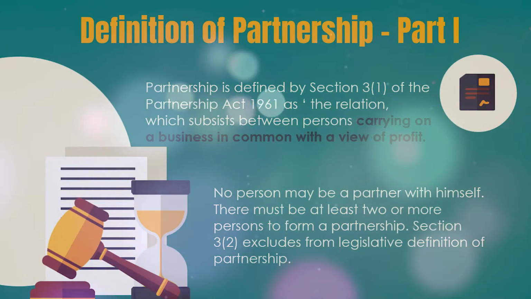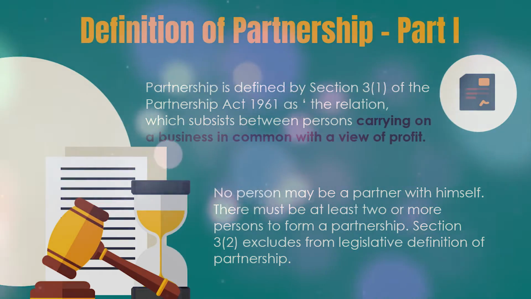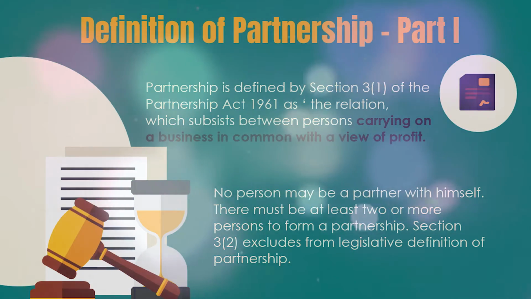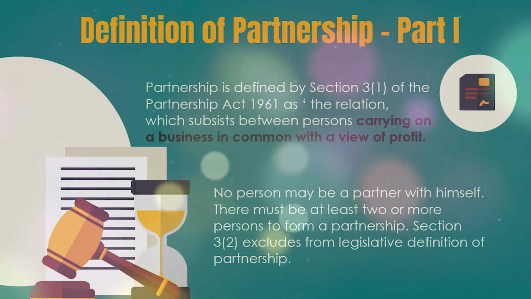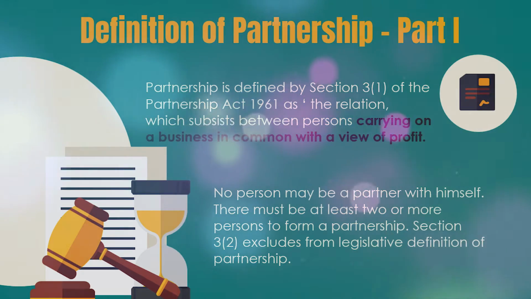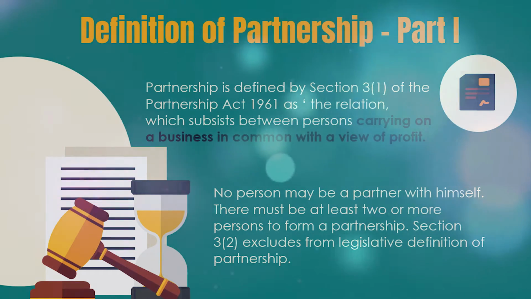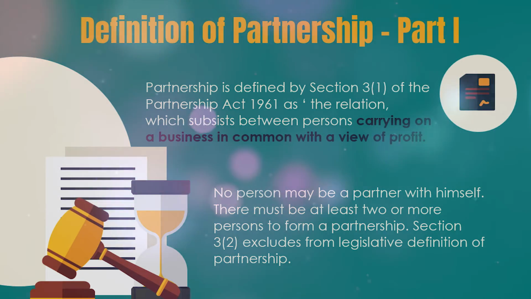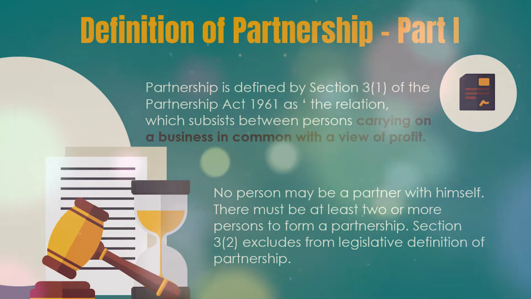What is meant by partnership? It is important to determine a partnership between parties since the formation of it entails certain obligations and liabilities for the partners. Section 3 of Clause 1 of the Partnership Act 1961 defines partnership as the relation which subsists between persons carrying on a business in common with a view of profit.